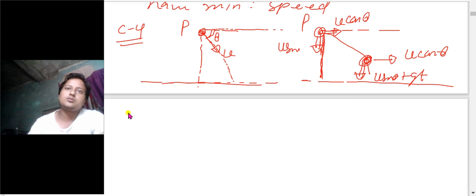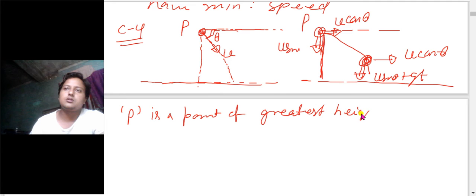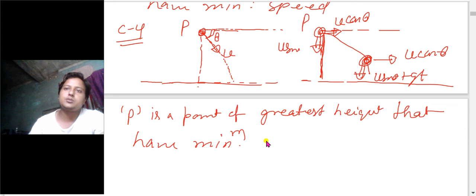So in case 4 also, P is a point of greatest height that has minimum speed.